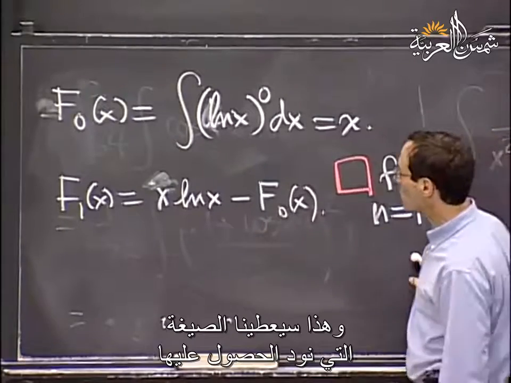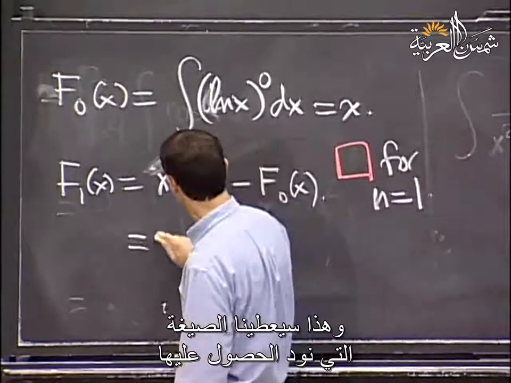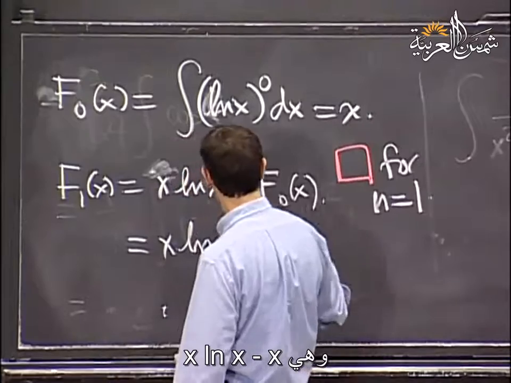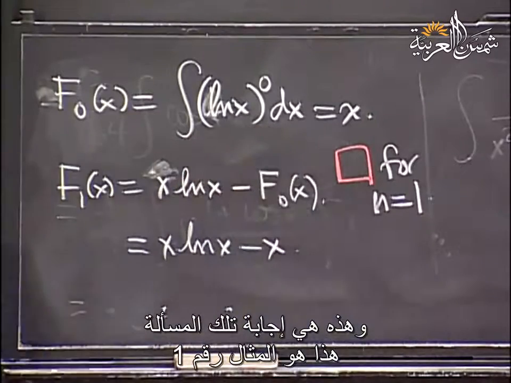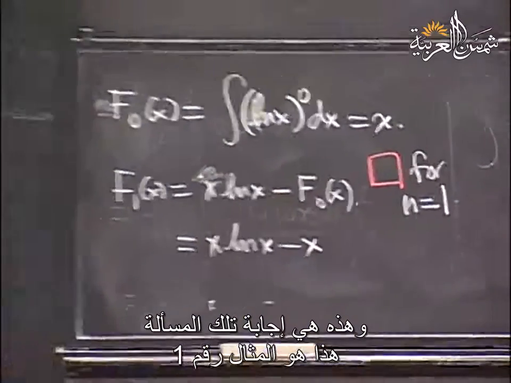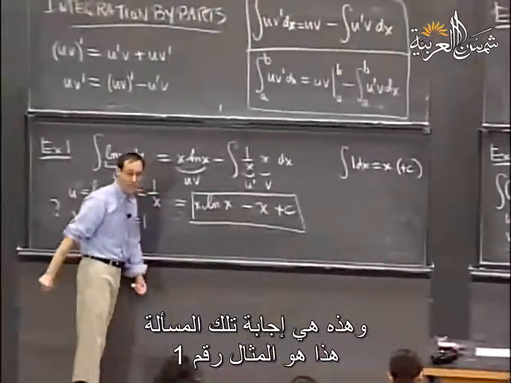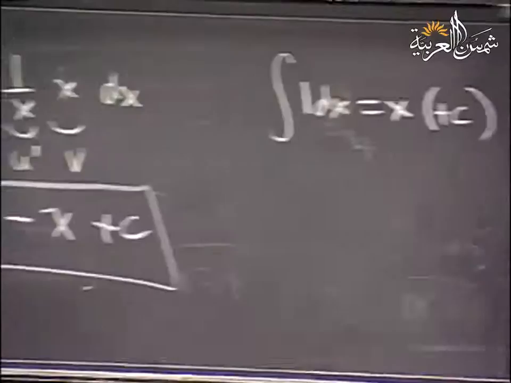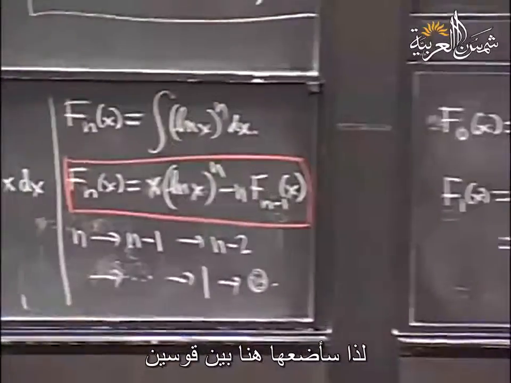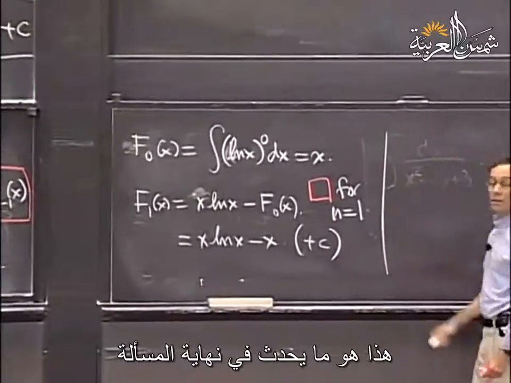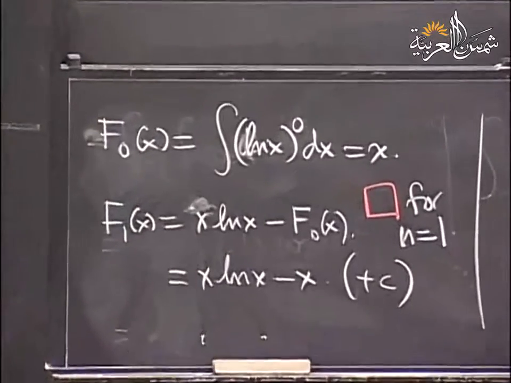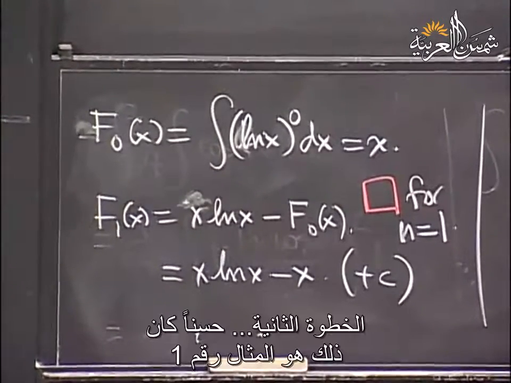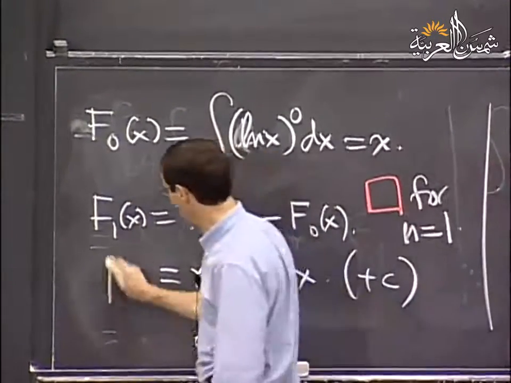And that's going to generate for me the formula that I want, which is x log x minus x. That's the answer to this problem over here. This was example 1. Notice I've dropped the constants because I can add them in at the end. So I'll put in parentheses here plus c. That's what would happen at the end of the problem. The next step, so that was example 1.